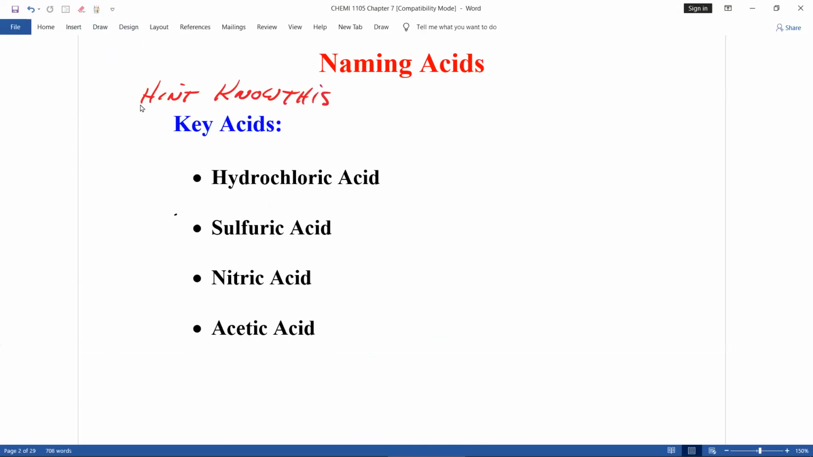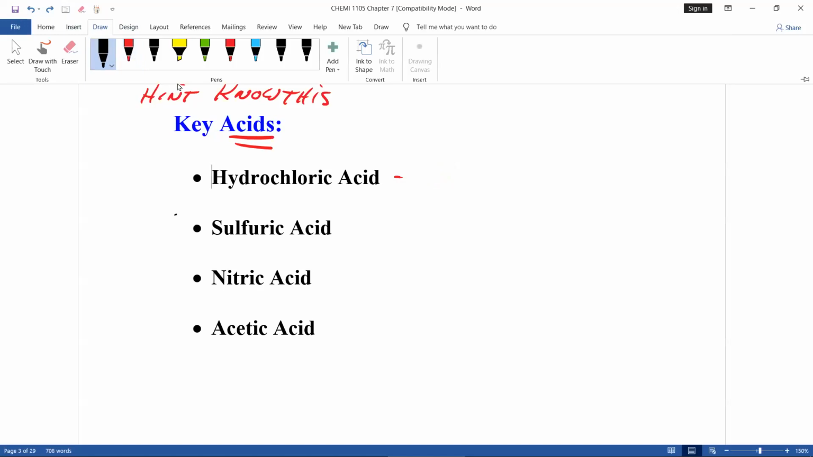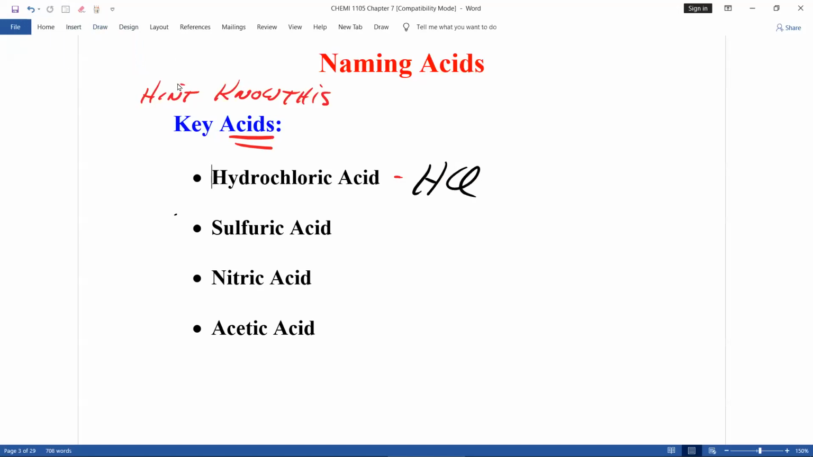Now, I'll never ask you the names, but I'm going to show you the structures, and you should know these are acids. Hydrochloric acid is HCl. Sulfuric acid, which is probably the most heavily used acid in manufacturing in the United States, not the world, is H2SO4. Nitric acid, which is also important.